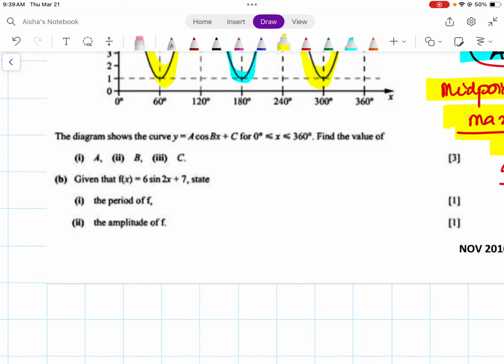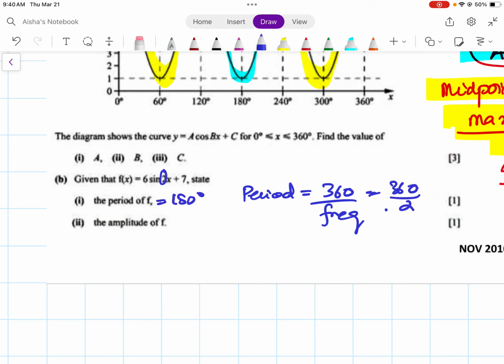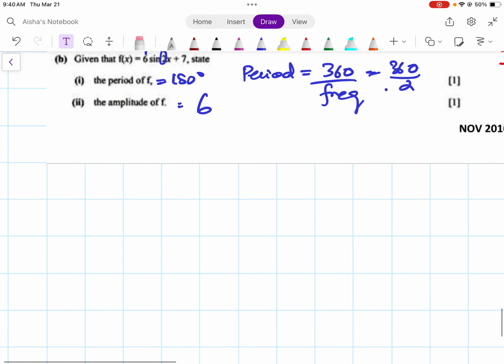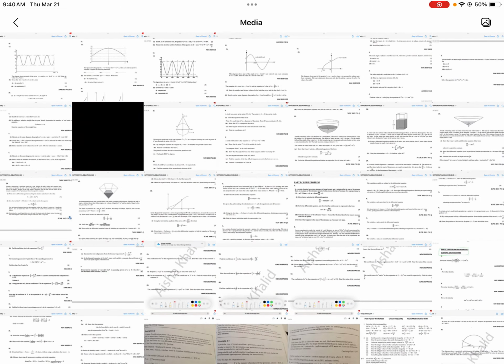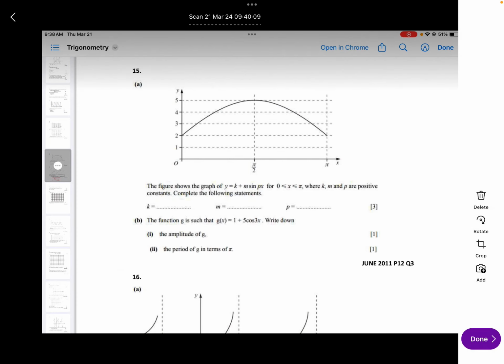Alright, now given 6 sine 2x, state the period. The period is always 360 divided by frequency. Frequency here is 2, so 360 divided by 2, the period is 180 degrees. The amplitude is always the coefficient of a sine trigonometric function, which is 6 in this case. This is an easy question, but I wanted to discuss the concepts through an easy question.